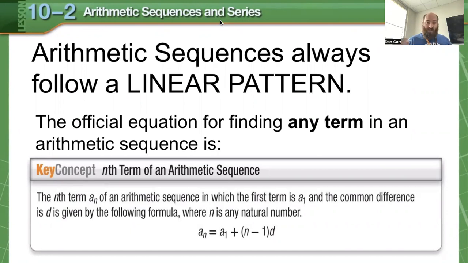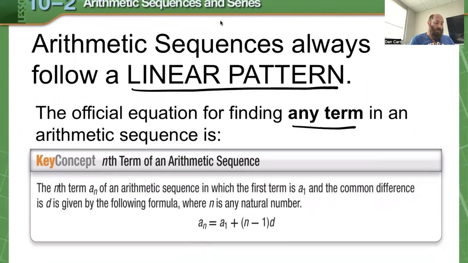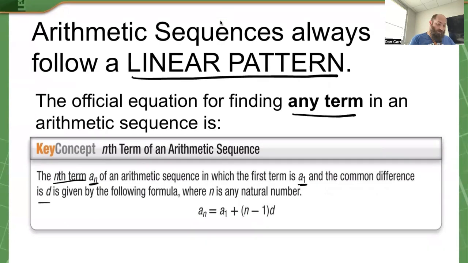We're going to start off a deeper dive into our arithmetic sequences and a little bit more about how to model them. Remember, the key about today is that arithmetic sequences follow a linear pattern. So we have an equation that can tell us any term of the sequence based on a couple pieces of information. If we call it the nth term, which is just wherever it is in the sequence, we call it a sub n, of an arithmetic sequence in which the first term is a sub 1 and the common difference is d, the following formula is what we use for that.